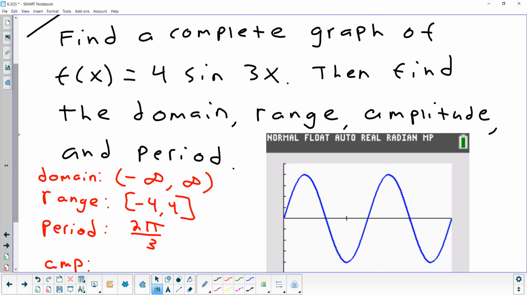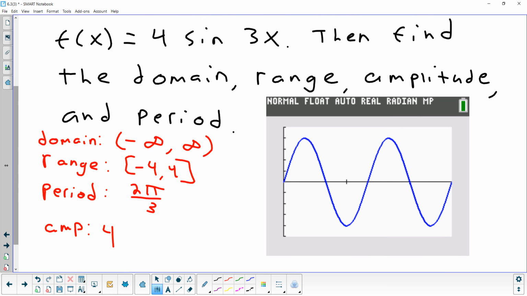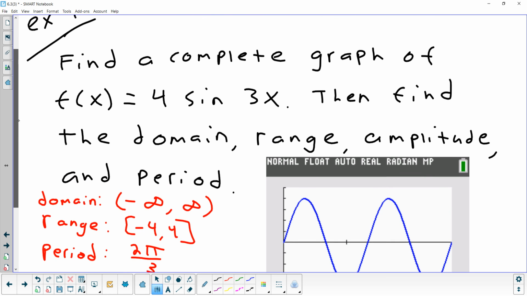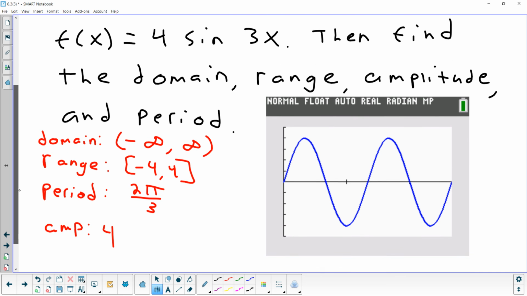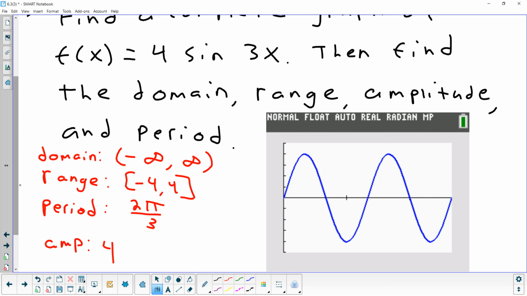Okay, what's the amplitude here? Yeah, 4. And that's everything they wanted to know. So if it says find a complete graph, you do not have to sketch it by hand. Okay. Any questions on that one? Okay.